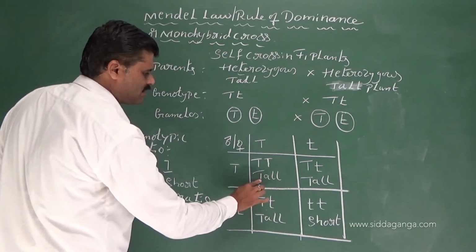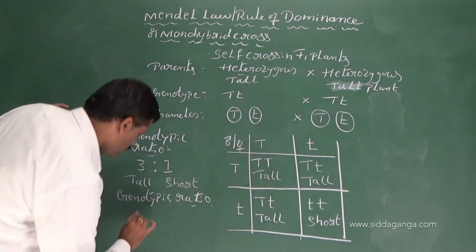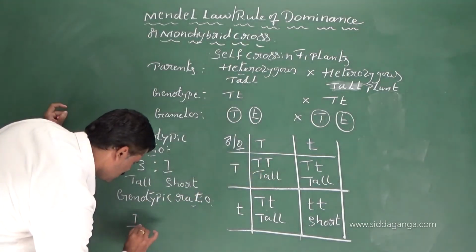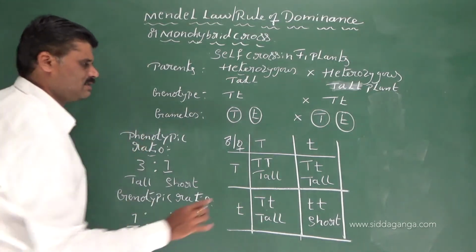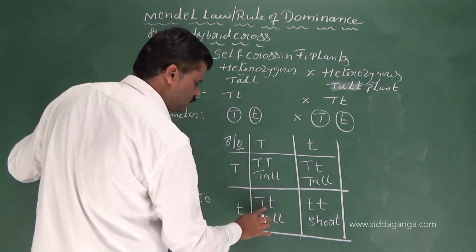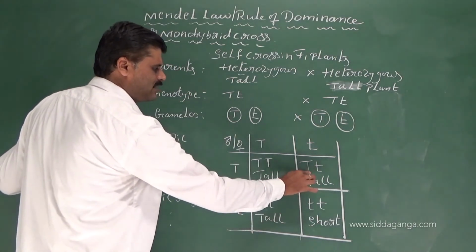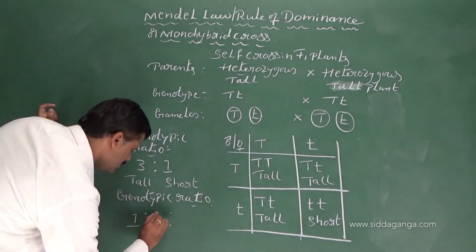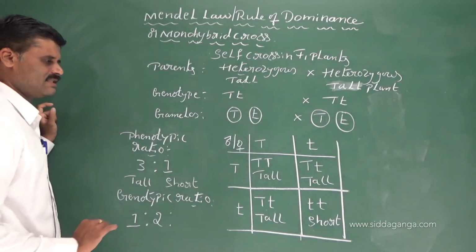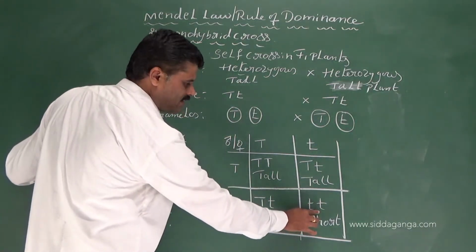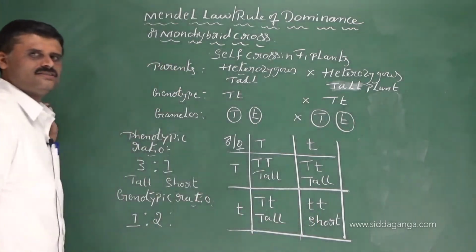So, the genotypic ratio here: homozygous tall. How many homozygous tall? This one is homozygous, the paired genes are similar, right? Homozygous tall is 1, then heterozygous tall is 2. Heterozygous means the paired genes are dissimilar for a character. Then how many short plants are there? Only one short plant, right?